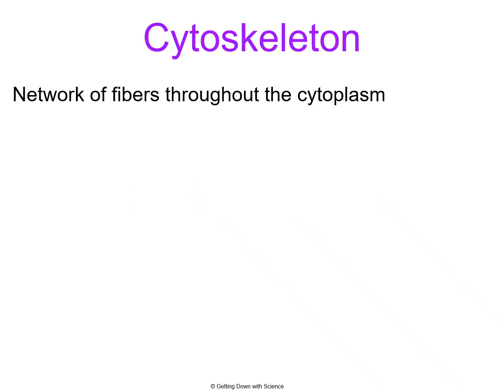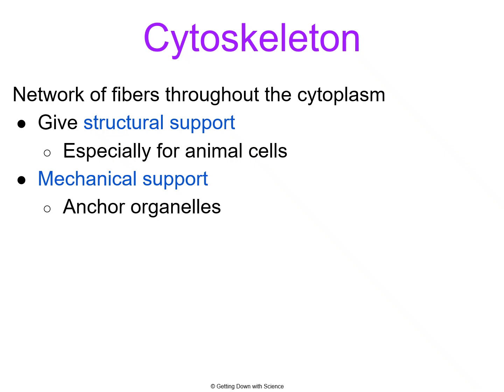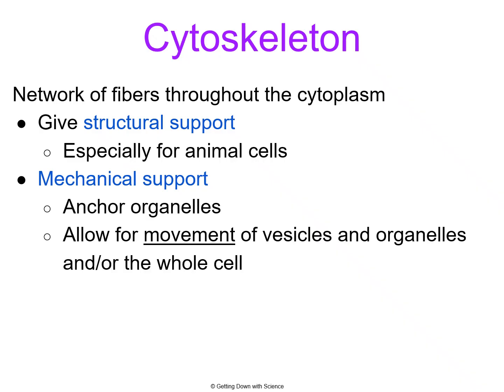So we have the cytoskeleton. This is a network of fibers throughout the cytoplasm, and it gives structure and support to the cell, especially for animal cells, because remember, animal cells do not have a cell wall. So structural support is particularly needed for animal cells. It also provides some mechanical support, some physical support that assists in moving organelles around and also anchoring those organelles inside of the cell.